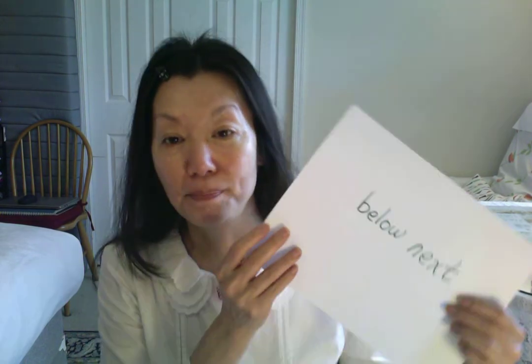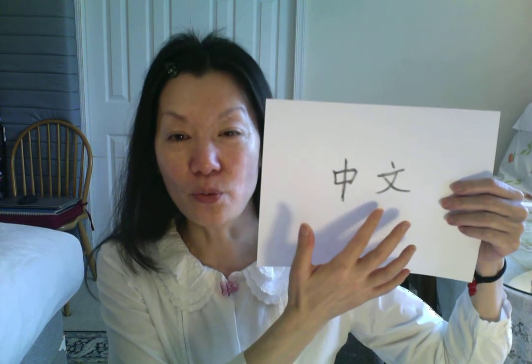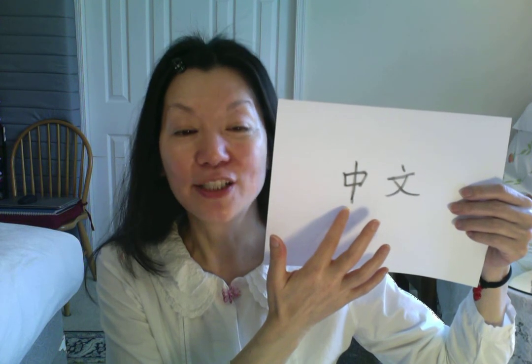Okay, what do you say here? Below or next. In Chinese you say 下. Below or next. Okay, now we see next one. Chinese language. You remember that, because we learned that, right? 中文. Chinese language. This is the character pronounced 中. By itself, middle or medium. But in that case 中 means from China. 文 is language. 中文, Chinese language.